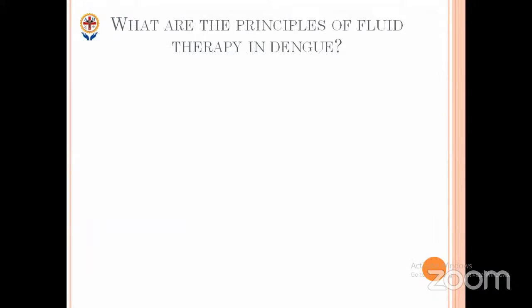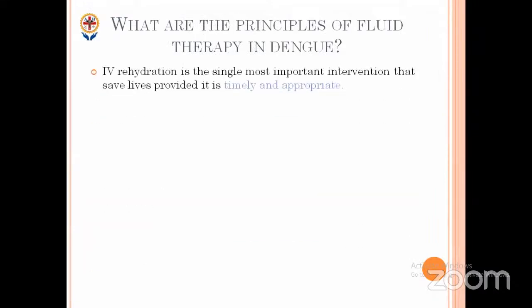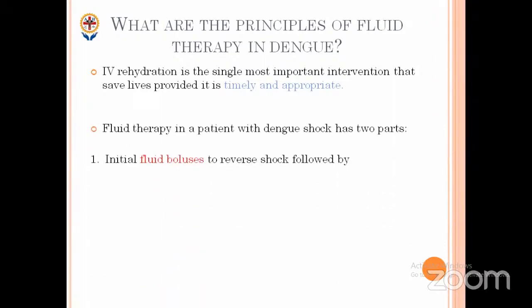So what are the principles of fluid therapy in dengue? We all know that IV rehydration is the single most important intervention that will save lives, but you have to provide it timely and appropriately. There are 2 parts in fluid therapy. One is the initial fluid boluses to reverse the shock, followed by titrated fluid volumes to match the ongoing losses. Not like septic shock, we do not keep on repeating fluid boluses. Here we just give a fluid bolus to make sure the shock is corrected. Shock is corrected means you are just maintaining the vitals at that moment. And from the next hour onwards, we need to titrate the fluid volumes to match the ongoing leaks.